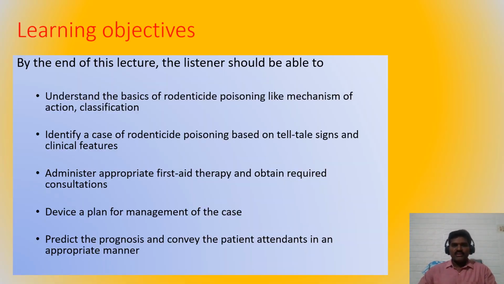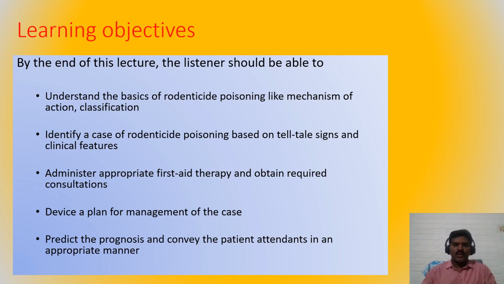By the end of this lecture, you should be able to understand the basic principles of rodenticide poisoning, including the mechanism of action and the classification of commonly used rodenticides. You should be able to identify a case of rodenticide poisoning based on telltale signs and the clinical features. You should be able to administer first aid therapy and obtain required consultations. Devise a plan for management of the case during the patient's stay in the ED, predict the prognosis, and convey the same to the patient attendants in an appropriate manner.